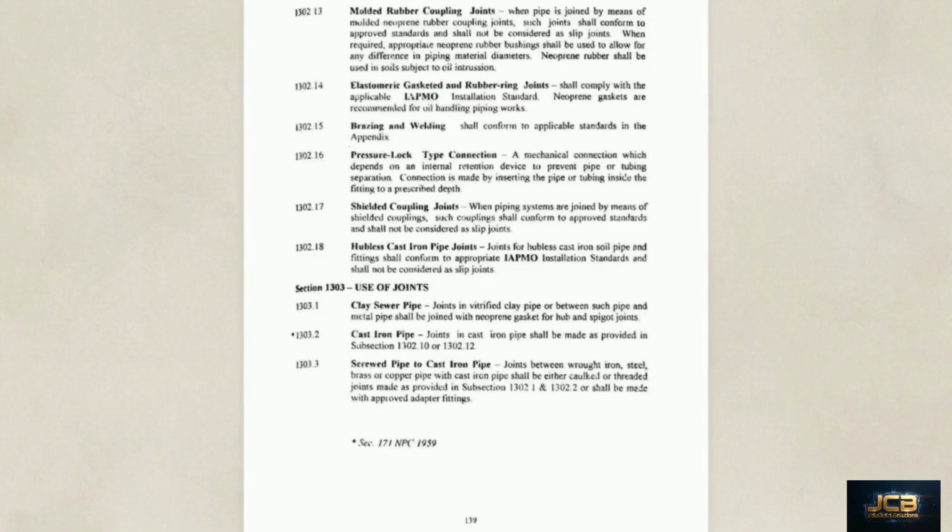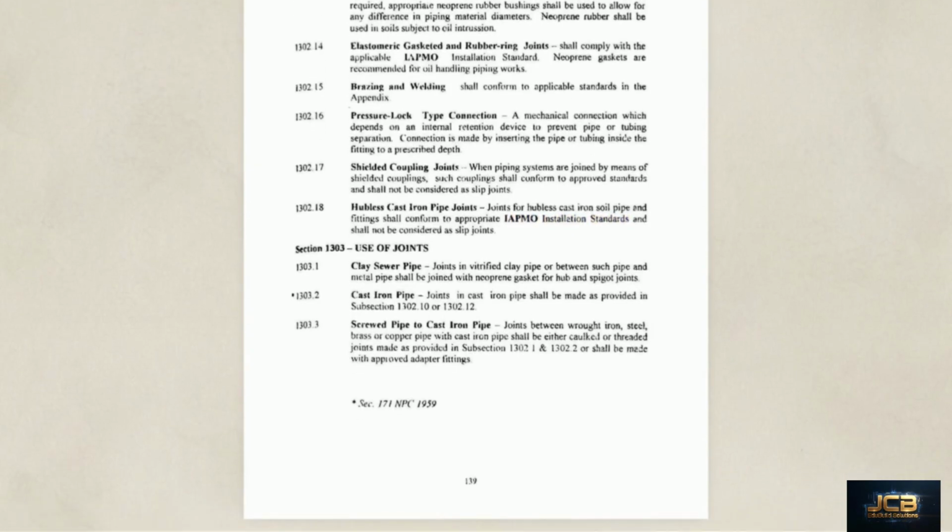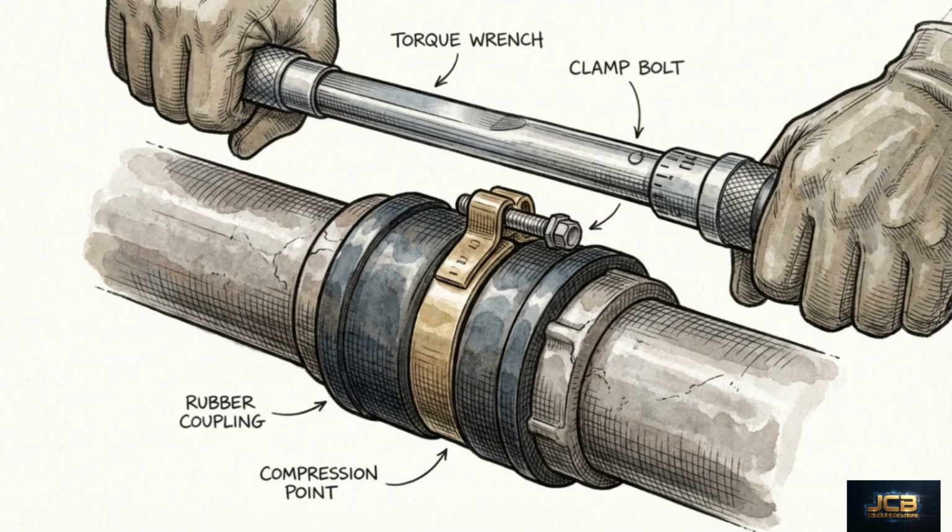Hubless cast iron soil pipes must use shielded coupling joints that conform to strict IAPMO installation standards. For vitrified clay sewer pipe, the joints are formed using neoprene gaskets between the hub and spigot. Across all these variations, mechanical joints achieve their integrity by exploiting highly specific compression forces and exact material densities.